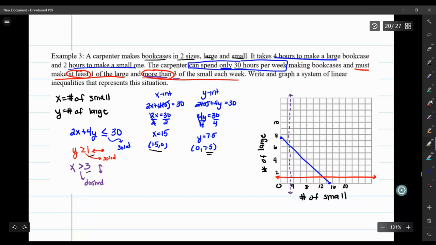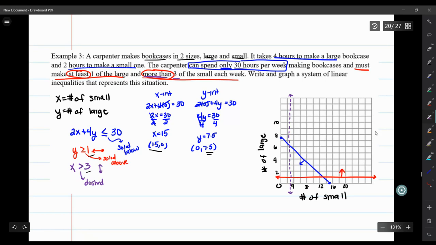Now let's talk shading. So for the blue, this is a less than, and the y is positive. So for a less than, that means we're going to shade below. So that means this direction gets shaded. For the red, I have a y greater than, and the y is positive, so we're going to shade above. So that would be up here.